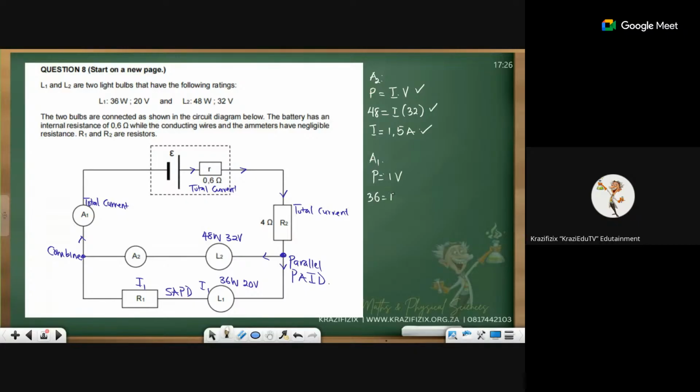36 equals I multiplied by 20. So what is I in L1? 1.8. Oh, lovely. So what is A1 going to be? 1.8 plus 1.5, which is 3.3 amps. So even the voltage in the branch will remain the same.